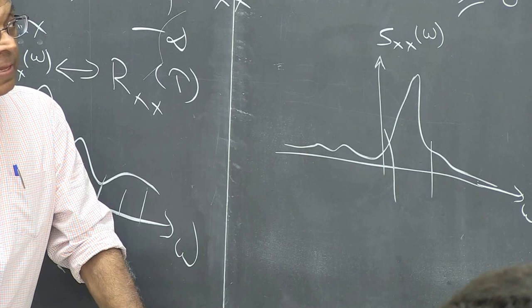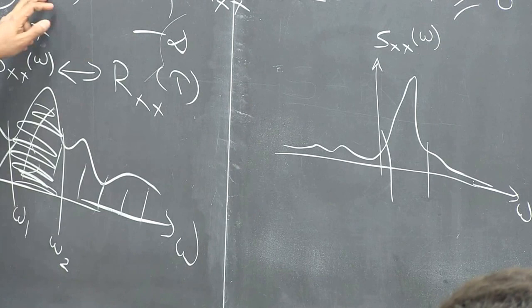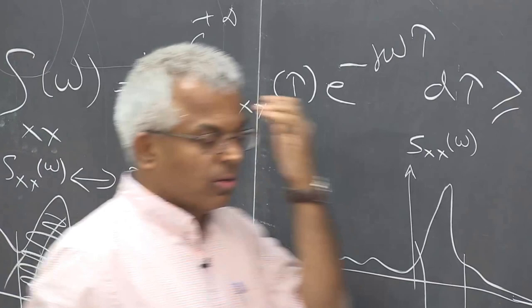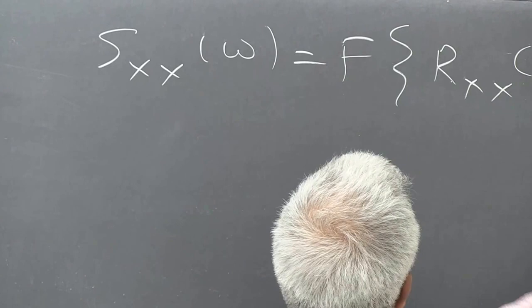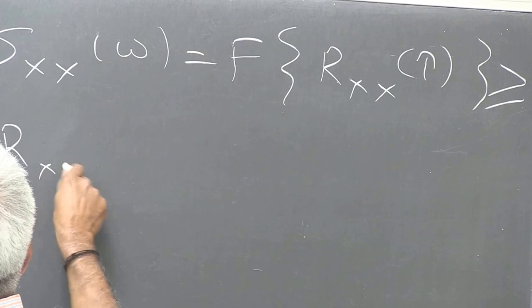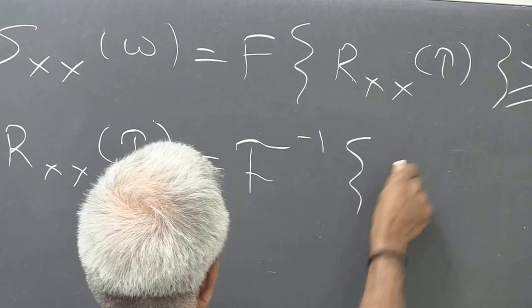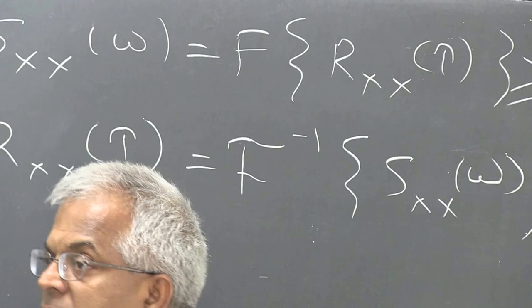So two relations: the power spectrum is the Fourier transform of the autocorrelation function, and it will always be non-negative. And the autocorrelation function is, symbolically, the inverse Fourier transform of the power spectrum. And this will be a non-negative definite function.